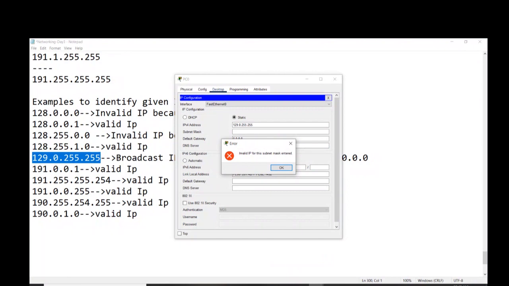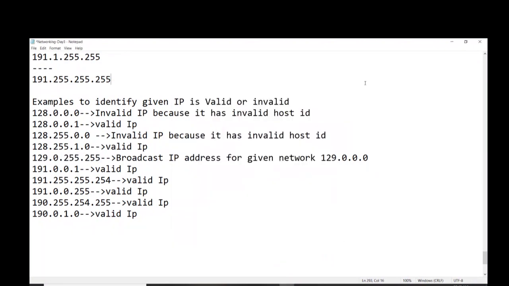Yes or no, broadcast IP? This is... it will not accept. What are the broadcast devices, sir? Like where we can use it? So the applications can use it. Okay, so broadcast IP.